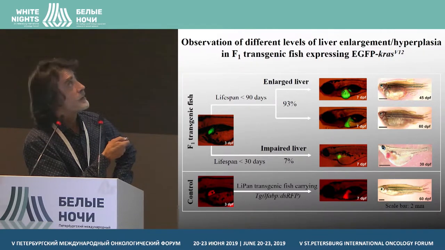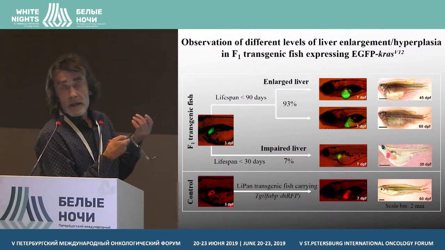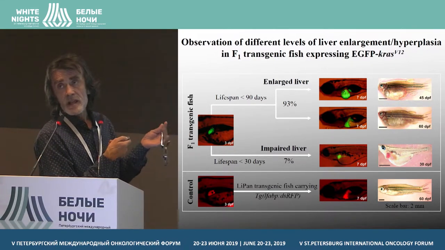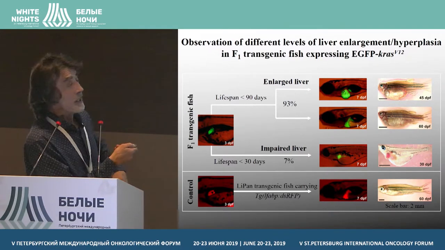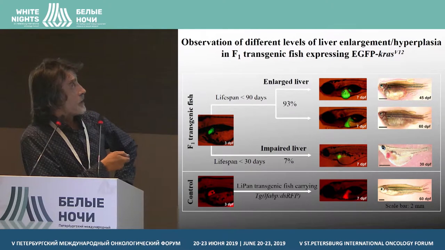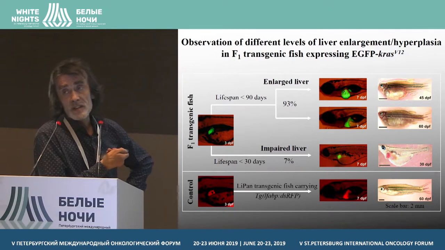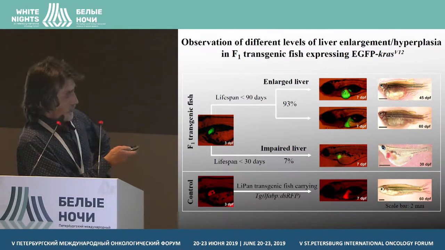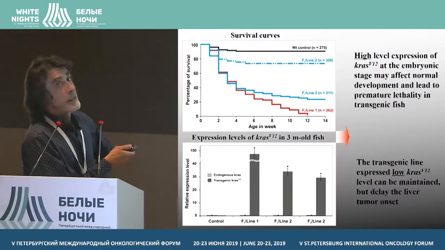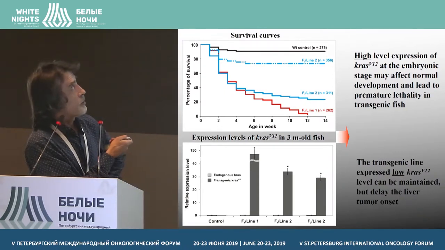enlargement of the liver. You can see GFP illumination here, and it's luminescent. But those fishes didn't reach maturity, or they did not produce posterity. This early expression evoked disorders in hepatic development, and the fish died very soon after that. Nonetheless, we could do that all the same at the end of the day.